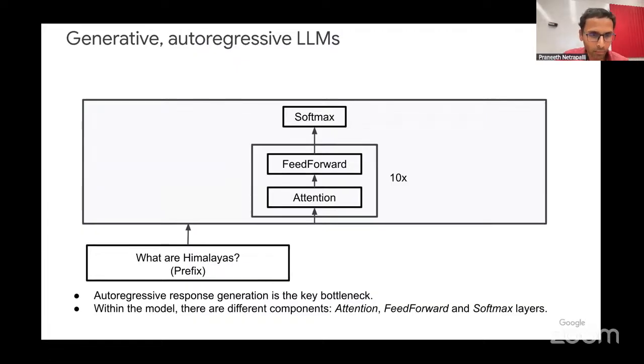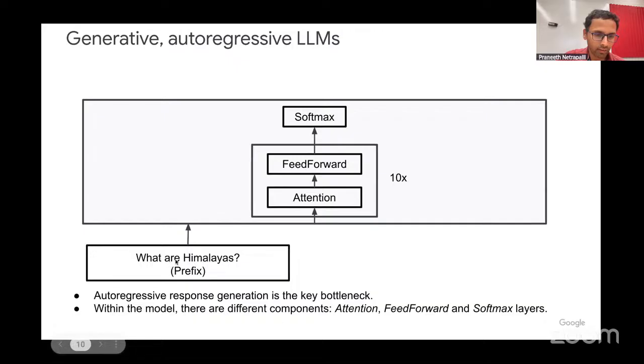Before I go to our work, let me quickly explain what the challenge in inference is compared to the training part. During generation, one of the biggest challenges is that the models have to generate tokens auto-regressively.